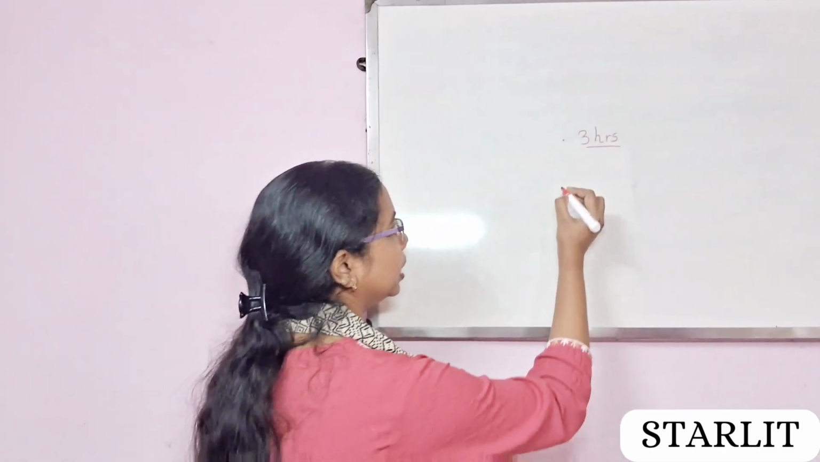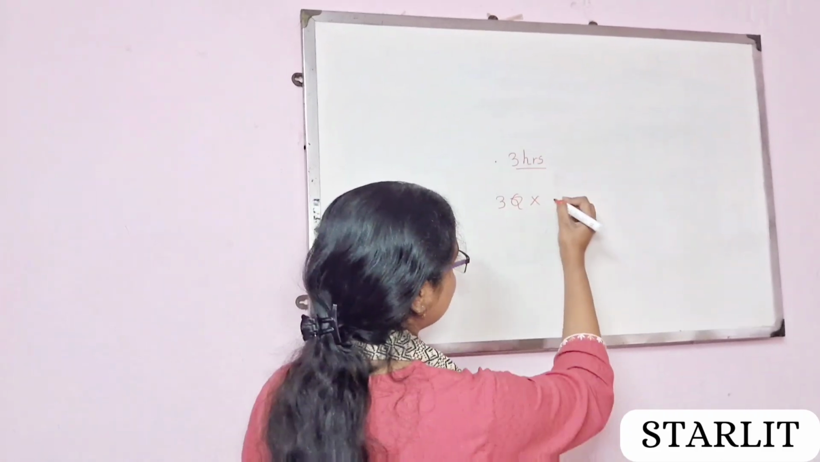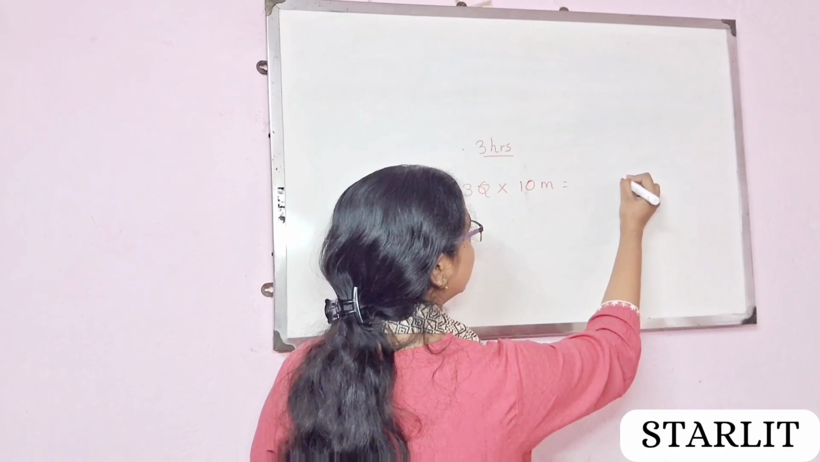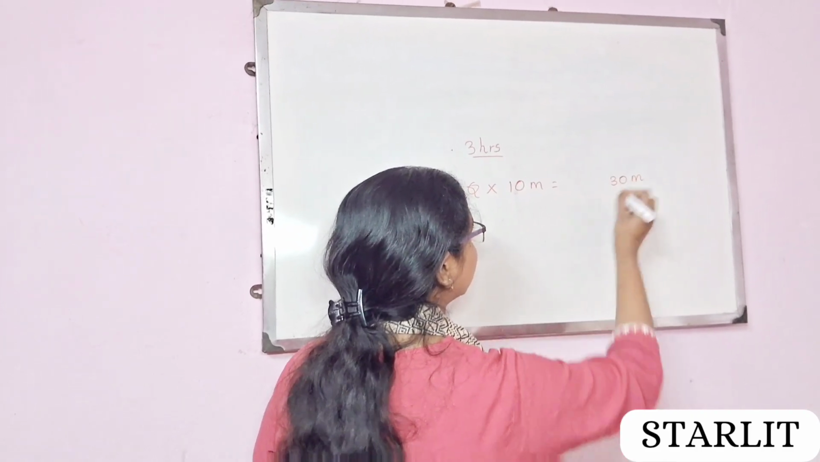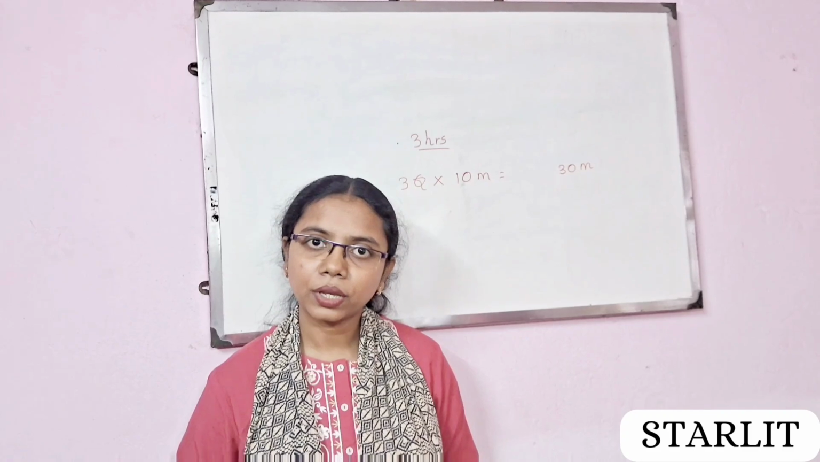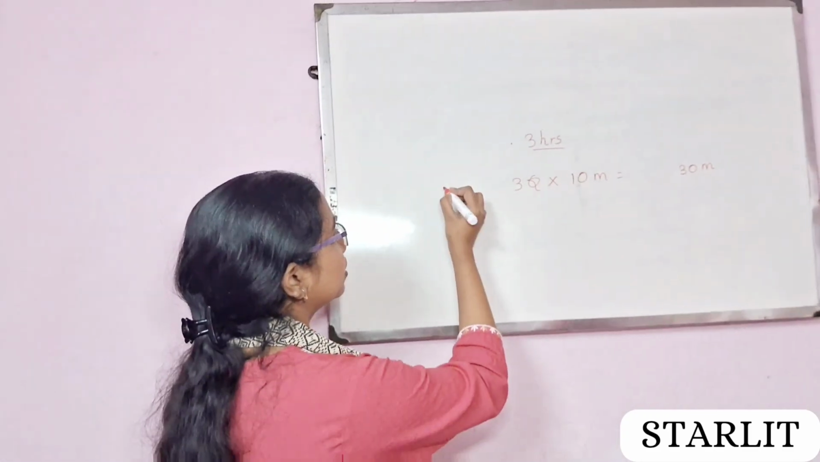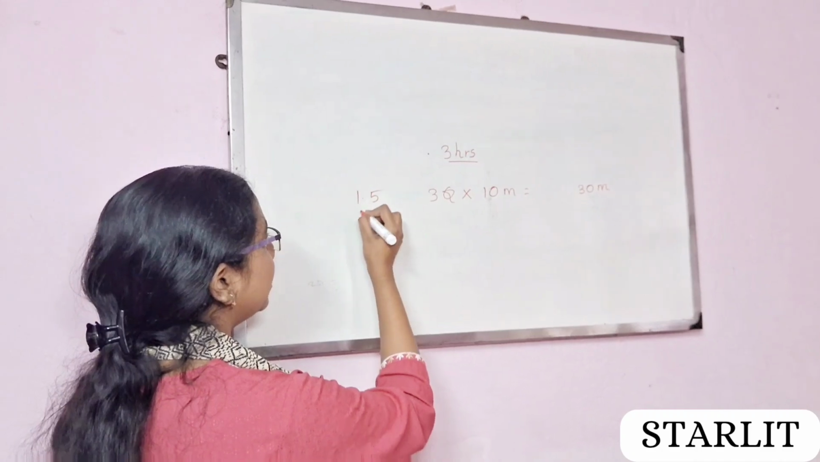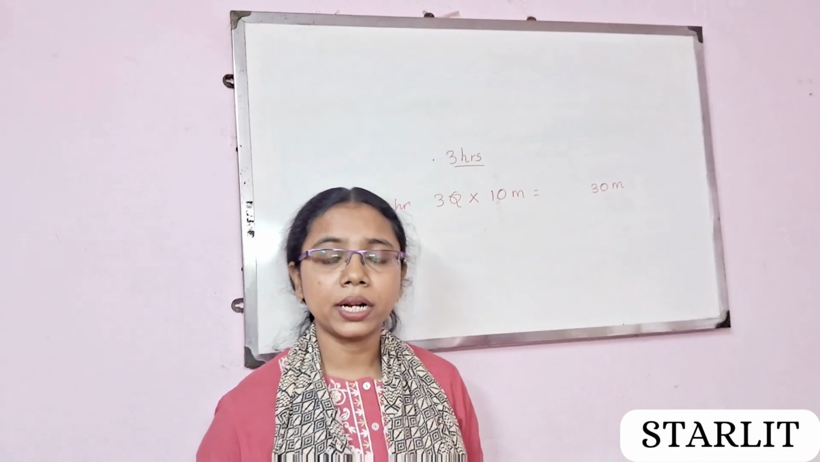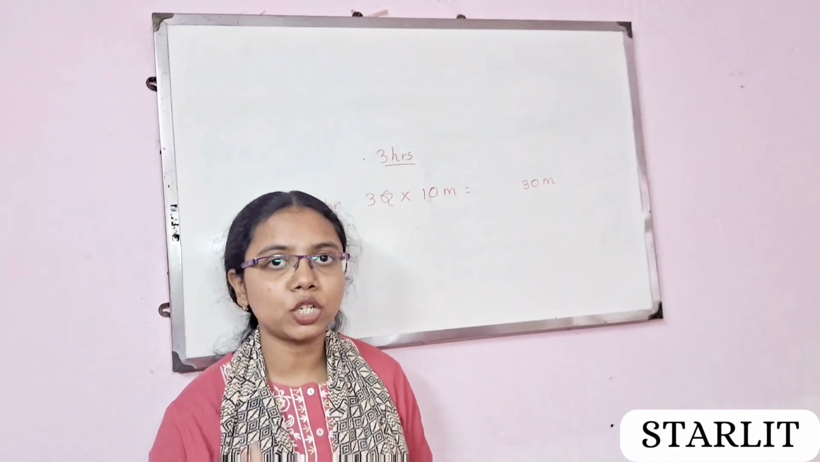How? You are attempting 3 questions. I'm assuming that the 3 questions are of 10 marks each. That means 30 marks you are attempting. And I told you that these 3 questions must be perfect. Okay. And this you have to complete within 1 hour and 30 minutes. So within 1.5 hours you have to complete these 3 questions. This time management is important.